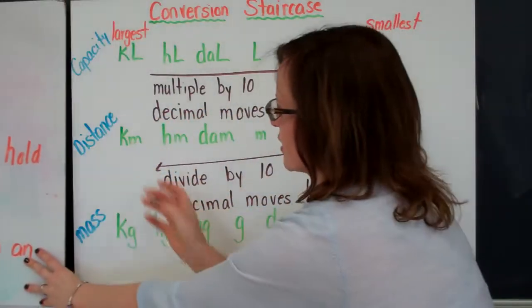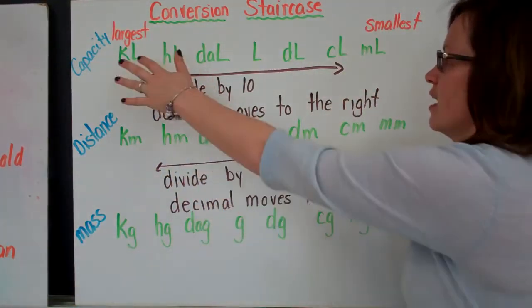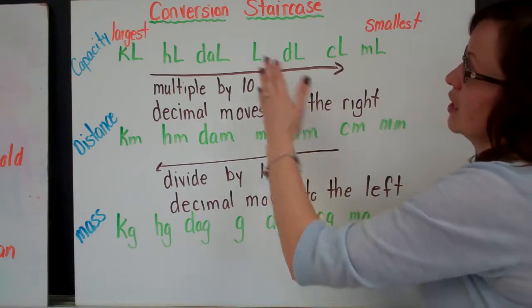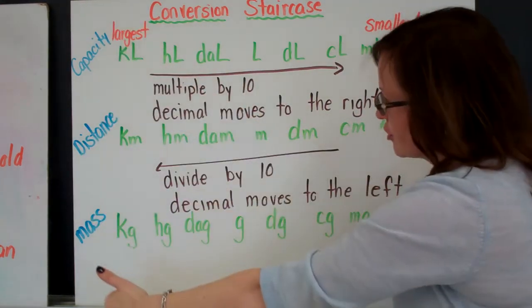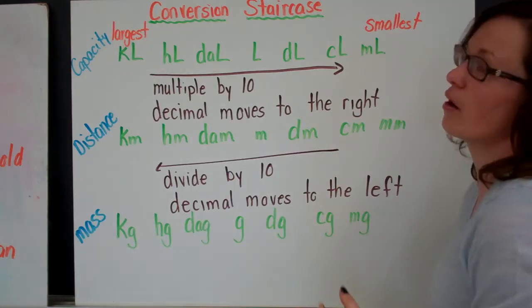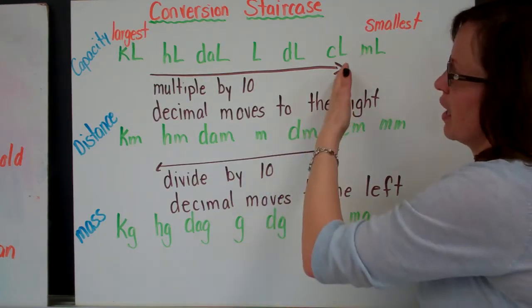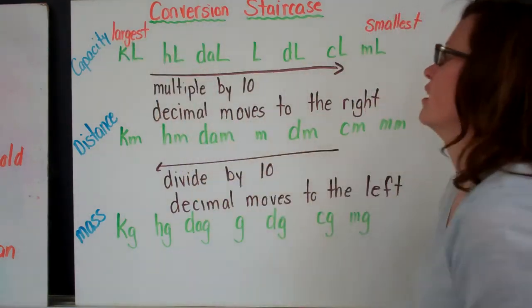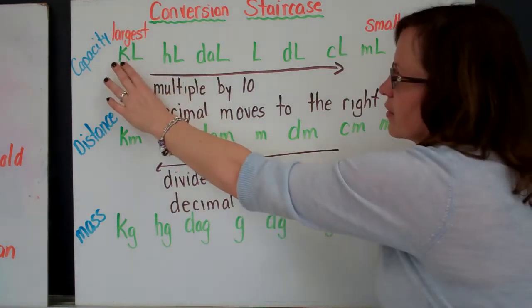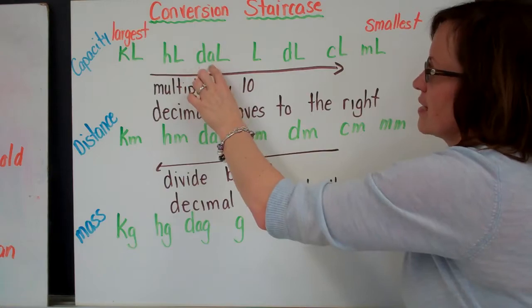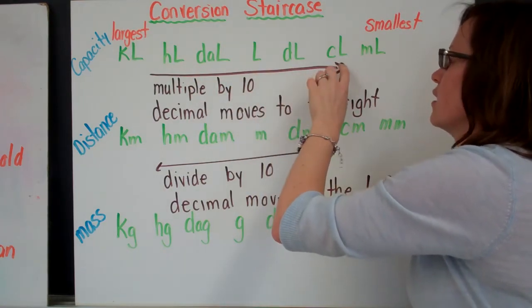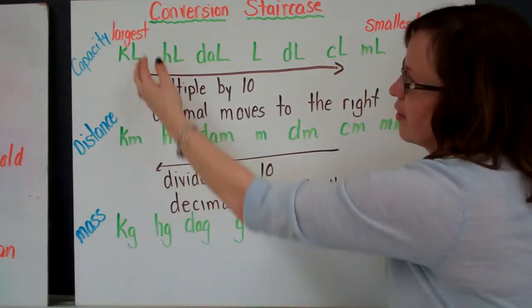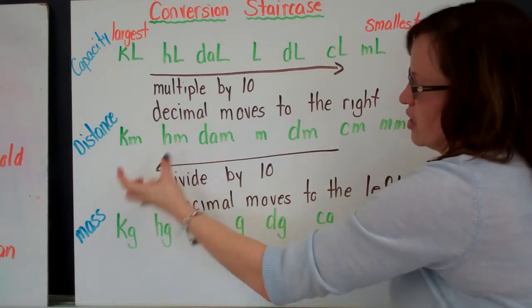Now this is the conversion staircase and the different units that we use. These are the largest units of measure and these are the smallest. And it gets a little confusing because the larger the unit, the smaller the number as we move along. So we have kiloliter, hectoliter, decaliter, liter, deciliter, centiliter, and milliliter, and then those beginnings transfer down to the other units of measure.